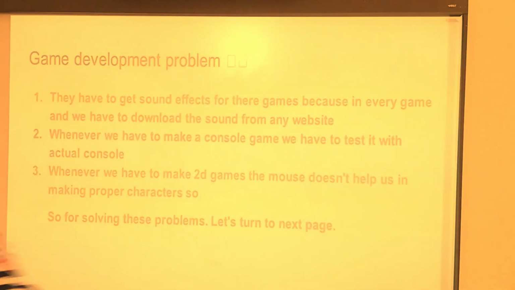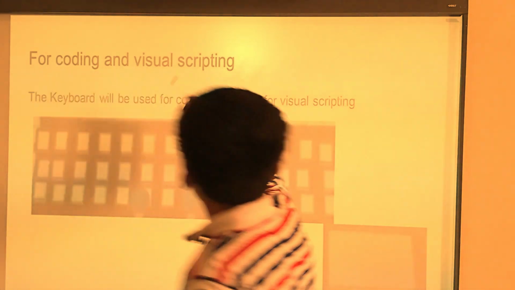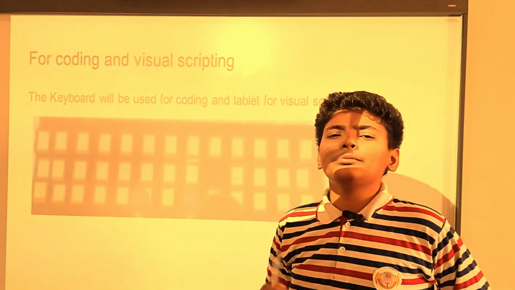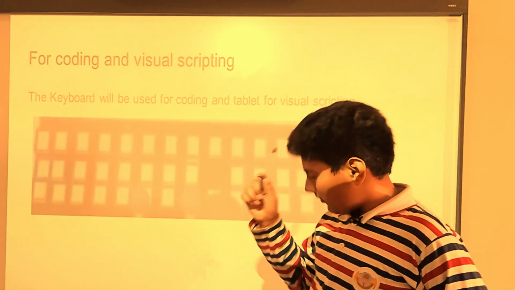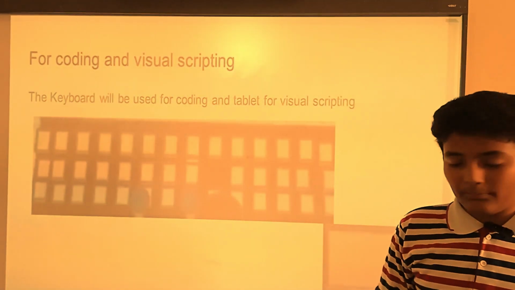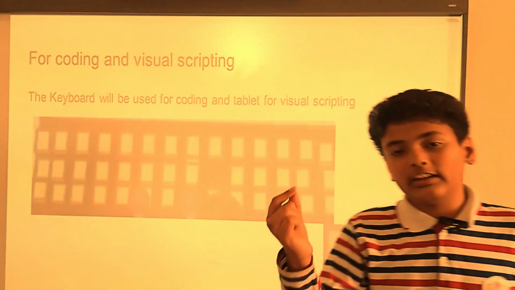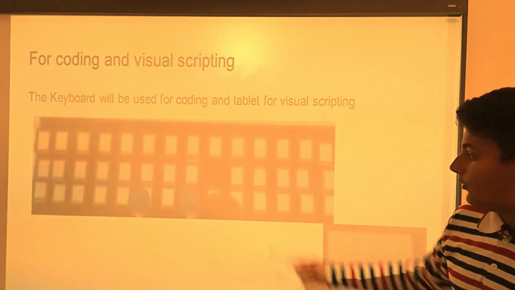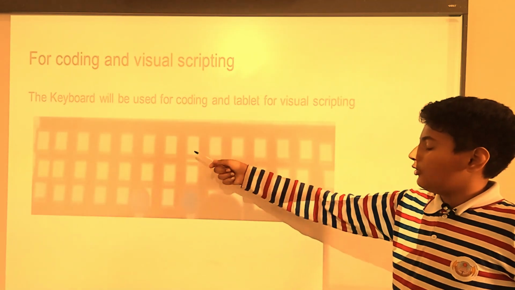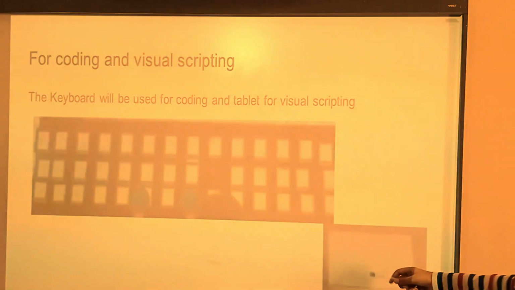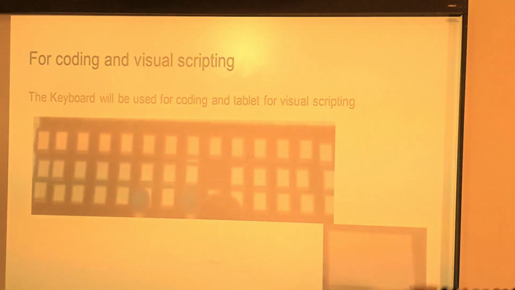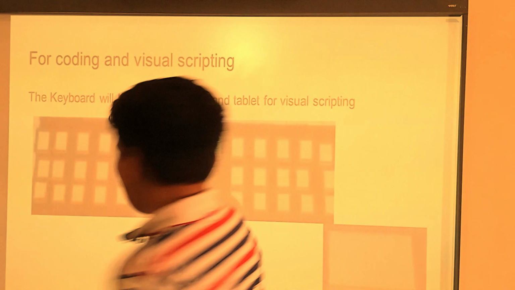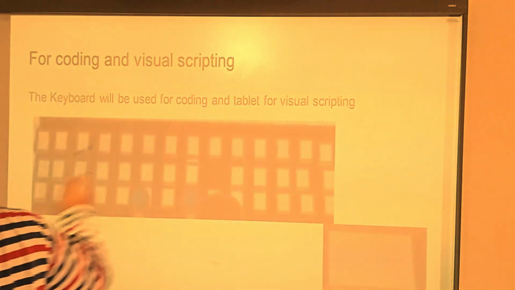Let's go. For coding and visual scripting. Visual scripting means whenever we use something like Scratch, it works as a coding language in 2D games. And for coding, you need Unity, Unreal Engine, or Godot for making games. For typing code, you need to use this keyboard. This sometimes looks like an animation tablet, but it can also be used for visual scripting and drawing. It is a drawing tablet and a keyboard.